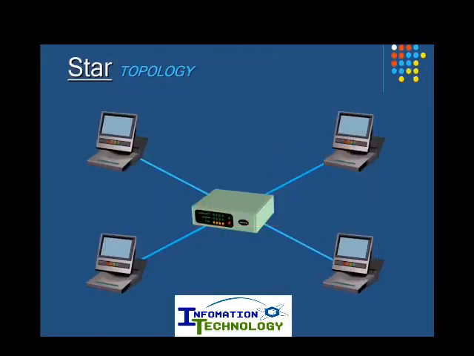The layout of how a network communicates with different devices is called a topology. And the most common topology is the star topology. In a star topology, all computers are connected to a central wiring point, such as a hub or a switch. And all data passes through this central point before continuing to its destination.